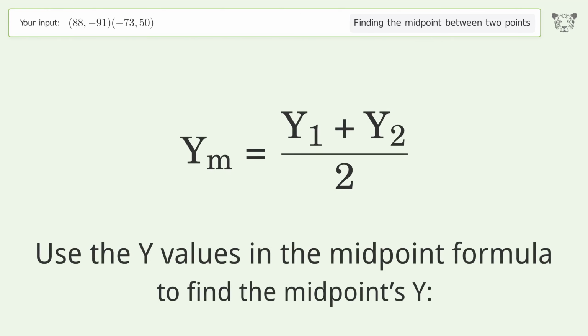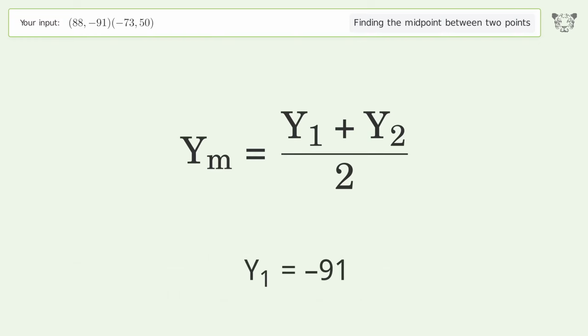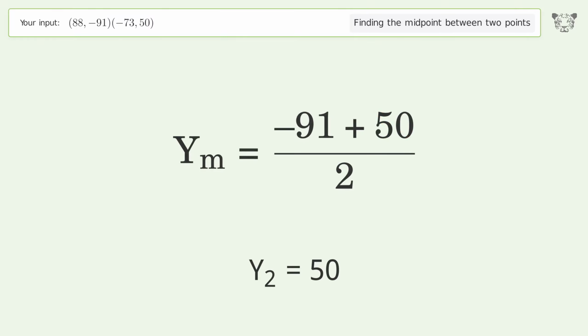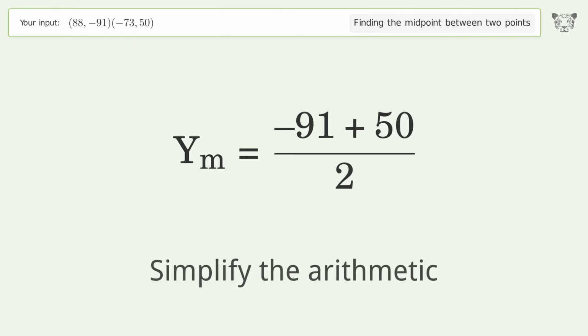Use the y values in the midpoint formula to find the midpoint's y. y1 equals negative 91. y2 equals 50. Simplify the arithmetic.